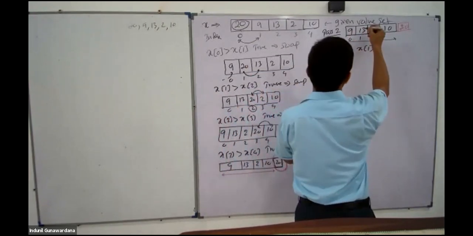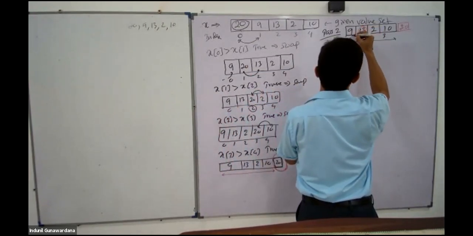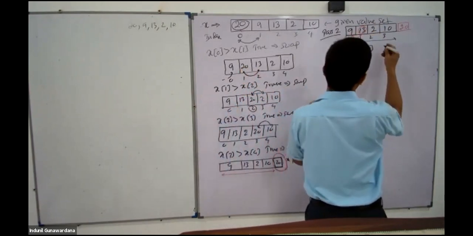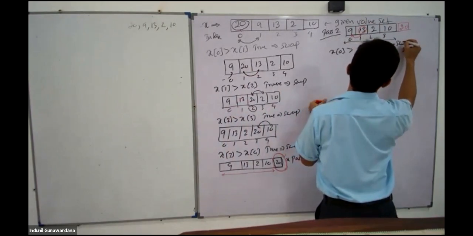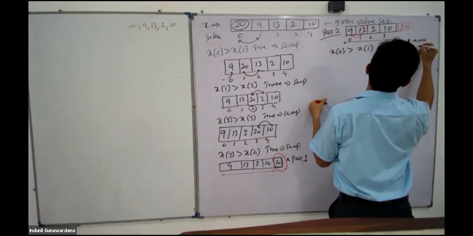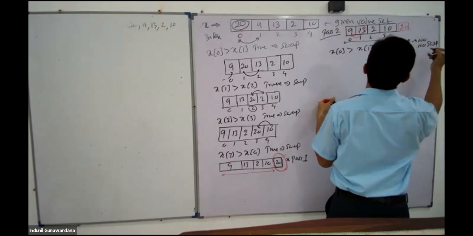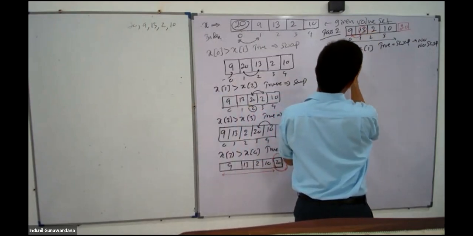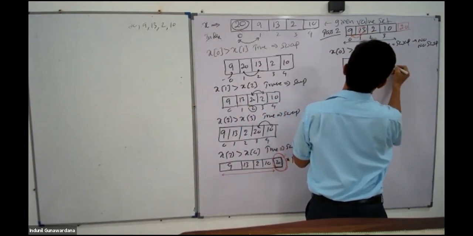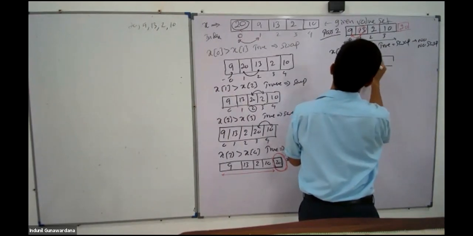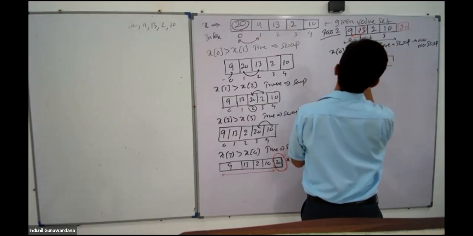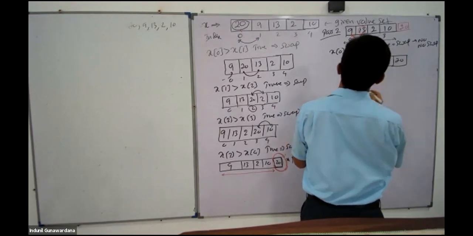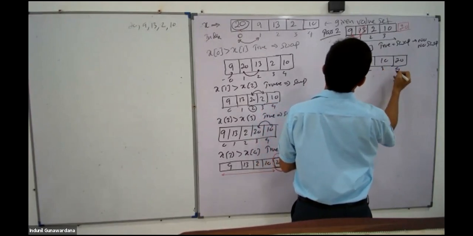No. So then we compare them. If so, we need to swap it. But now no need to swap it. Okay. The same thing. If this is true, swap. If not, no swap. Then here no need to swap it. Right. This is larger than everything. Then we'll go to the next line. Then 9, 13, 2, 10, and having that 20 there on the corner. Then 0, 1, 2, 3, 4.